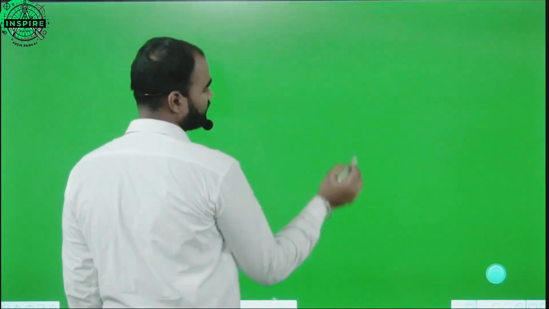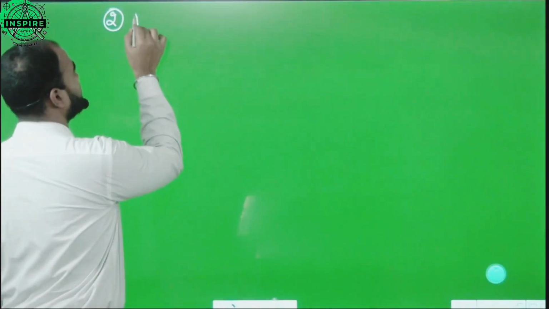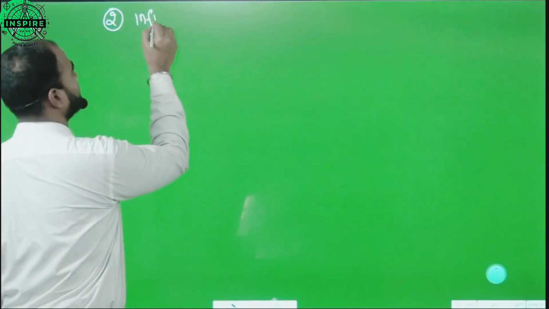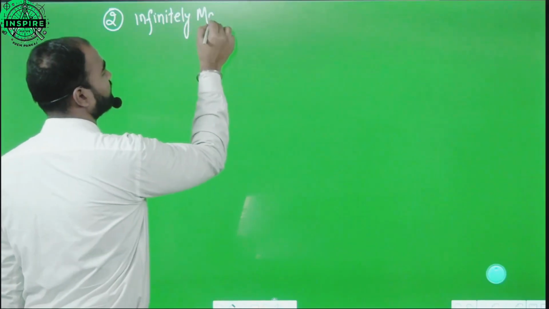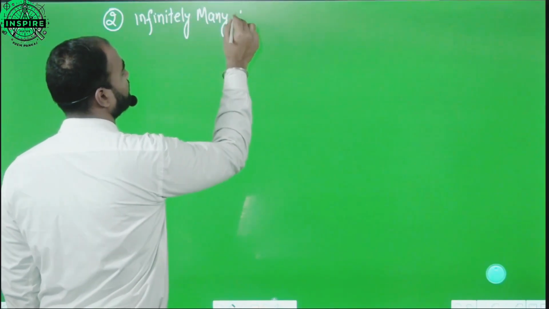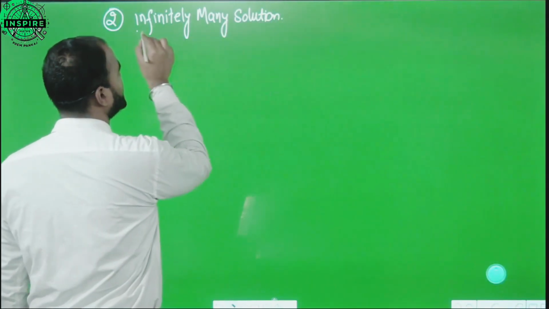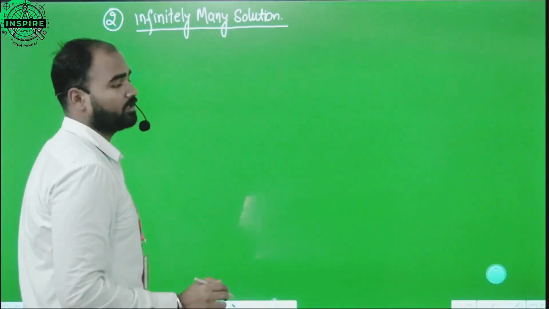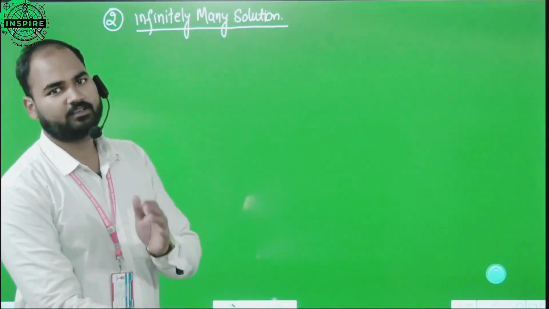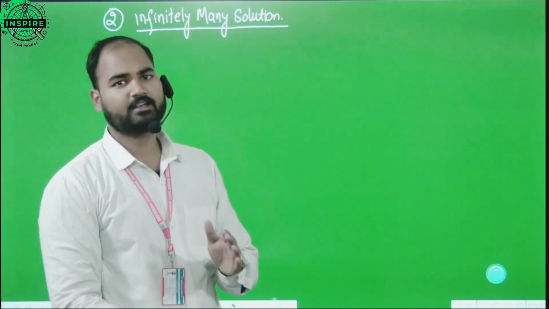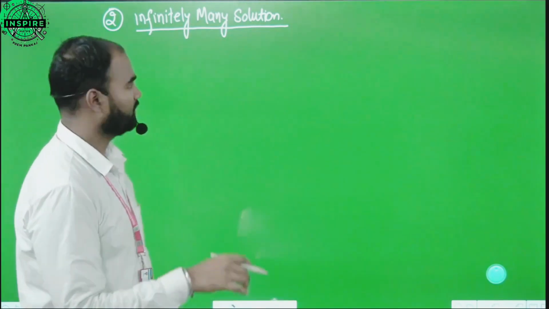Okay, now the second case is infinitely many solutions. When the pair of linear equations coincide with each other, then we can say that these two lines give an infinite number of solutions.